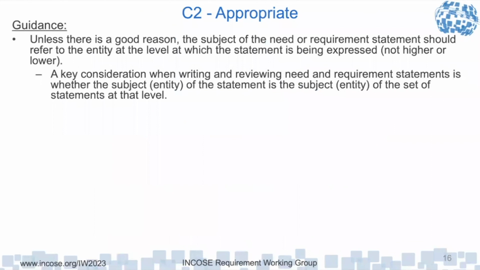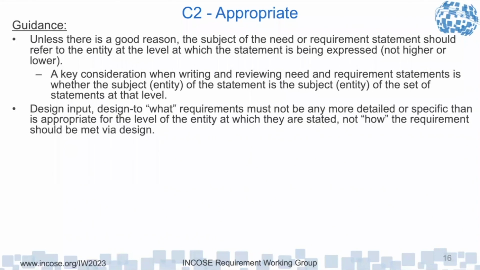So, guidance: unless there's a good reason, the subject of the need or requirement statement should refer to the entity at that level. So that's where the subsystem shall requirements go. If I'm talking about a power subsystem, I should say the power subsystem shall. If I'm talking about some other subsystem, it's going to be that name shall. Just by looking at the entity name, it will help you understand what set that requirement should be communicated in. Design input, designed-to requirements must not be any more detailed or specific than is appropriate for the level of entity in which they're stated, not the how requirement.